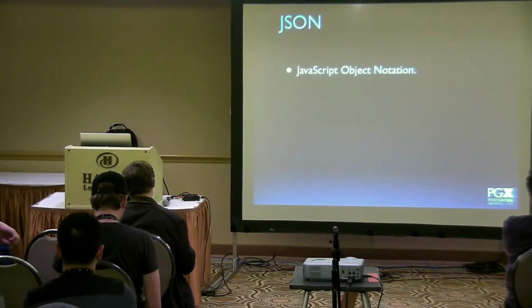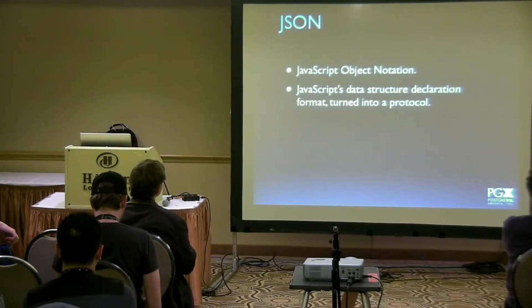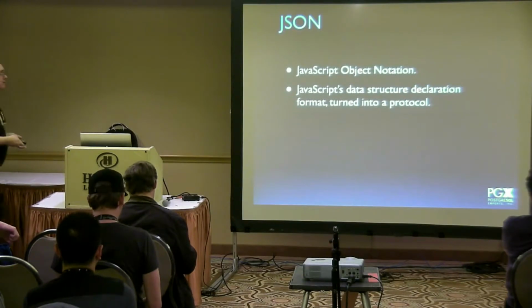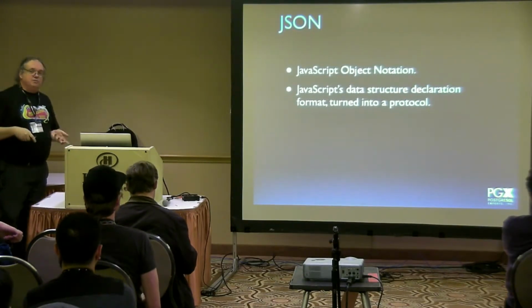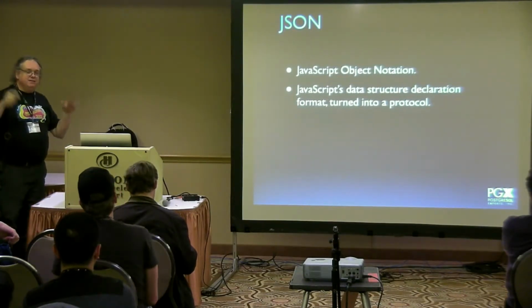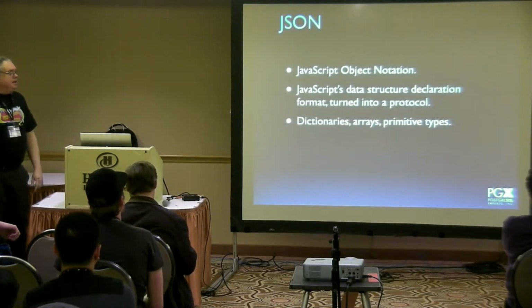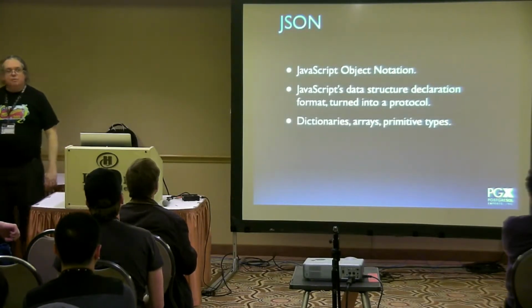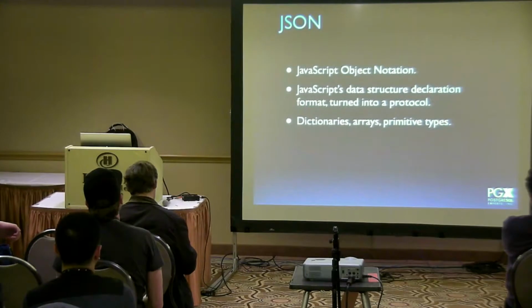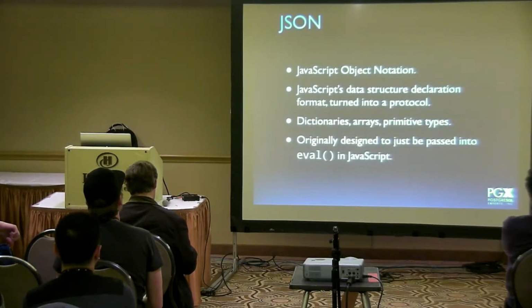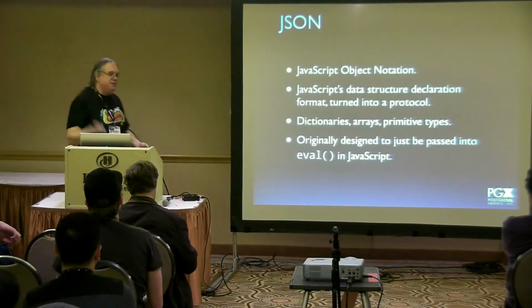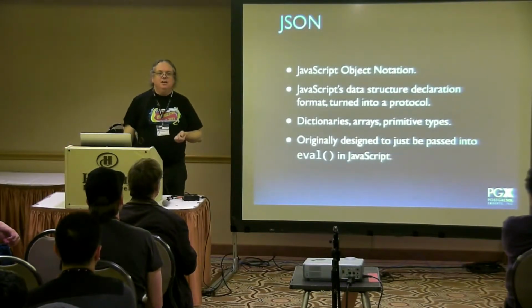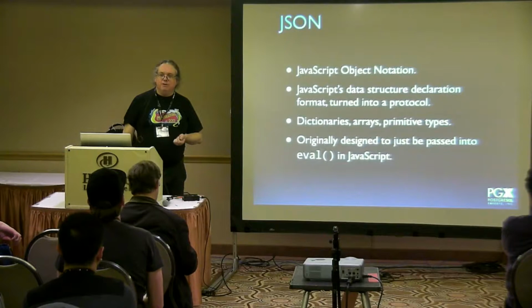JavaScript Object Notation is what it stands for. It's basically JavaScript's data structure turned into a protocol. They sort of blessed it and said, okay, this is it. It can contain dictionaries, so hashes again, arrays or primitive types. Originally it was designed so that its super clever fancy parsing was: you took the thing, dropped it into the eval function, and it would parse it and run it as a JSON program.